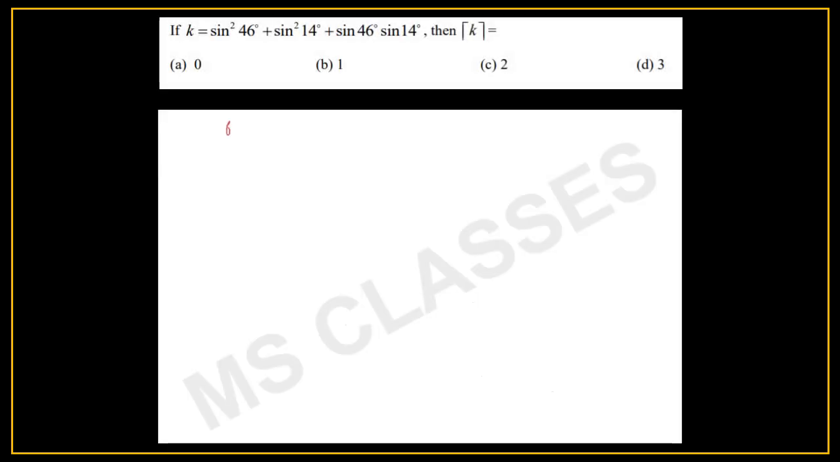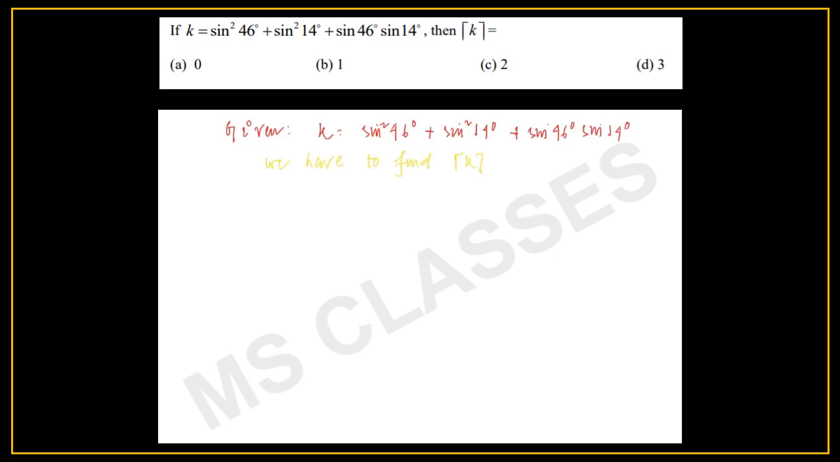It is given k equal to sine square 46 degree plus sine square 14 degree plus sine 46 degree into sine 14. And here we have to find the least integer of k or ceiling of k.